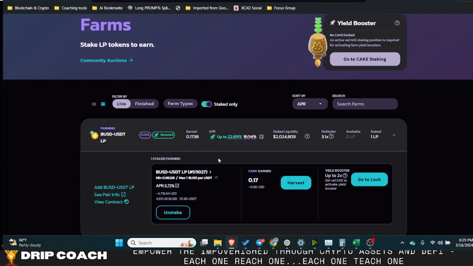Because even with a stable coin such as BUSD and USDT, there's a 1 to 2% variability between the price, and depending on how this swings, like you can see down here, I have now 4,716 in USD total value, but 4,600 of it is in BUSD and 120 of it is in USDT.